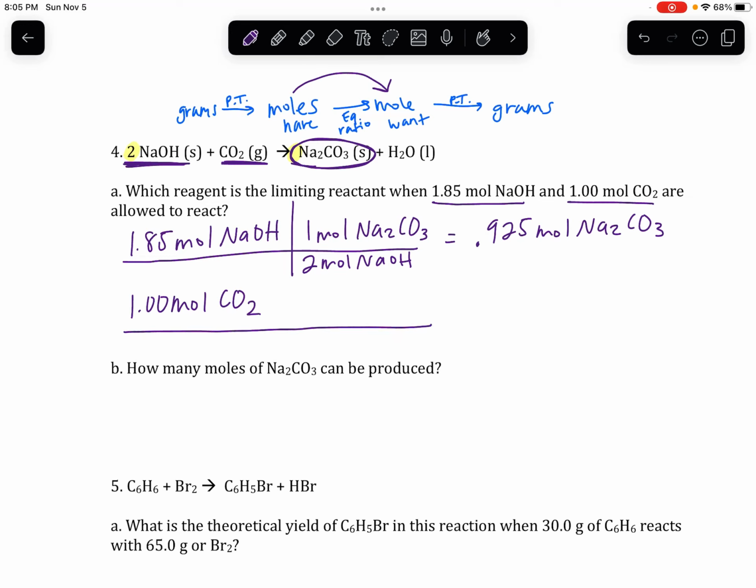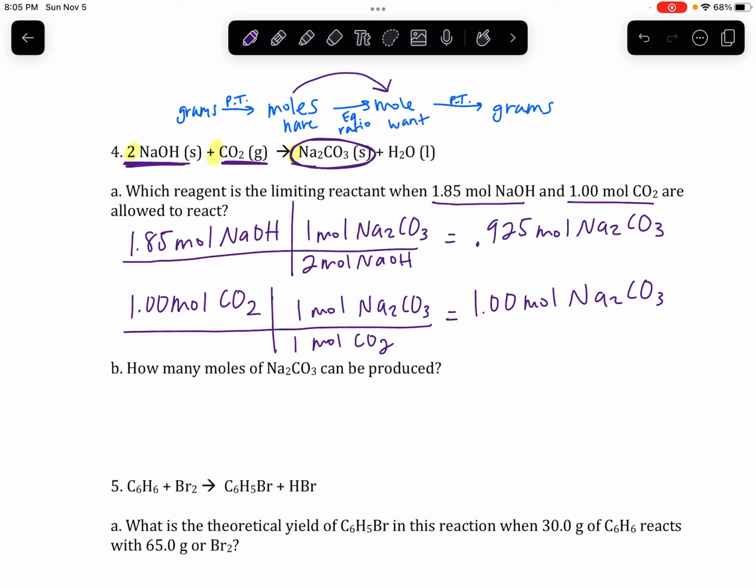So now I'm going to do the same thing with CO2. Okay, so I'm looking at CO2 is on the top, so I know CO2 has to go on the bottom. There's an invisible 1 in my equation. So this is a 1-to-1 ratio. So when I multiply the top, divide by the bottom, I end up with exactly 1.